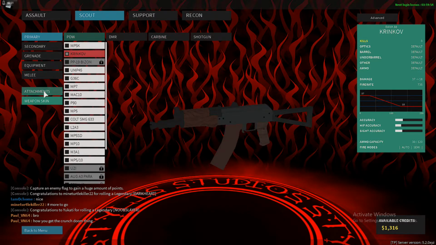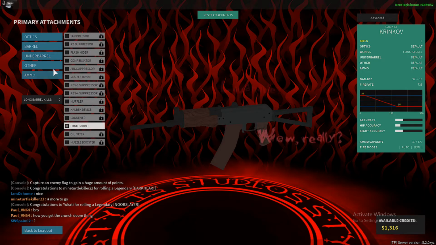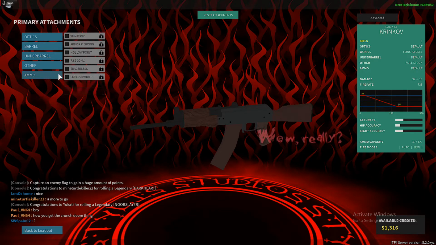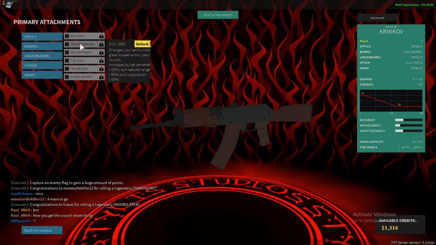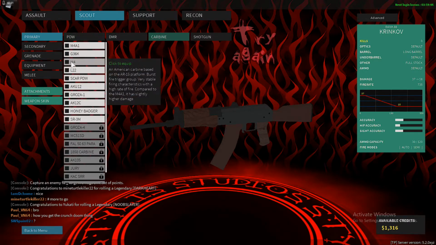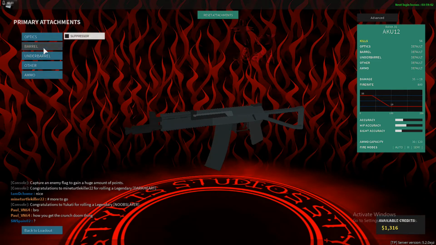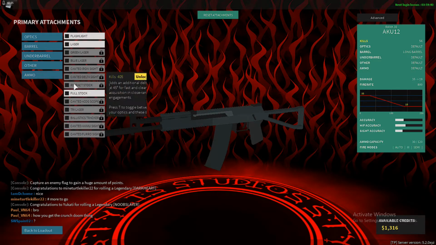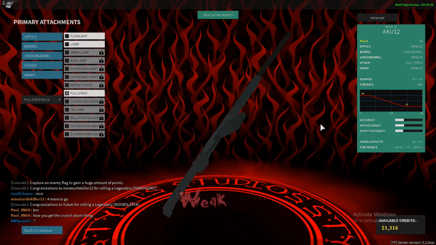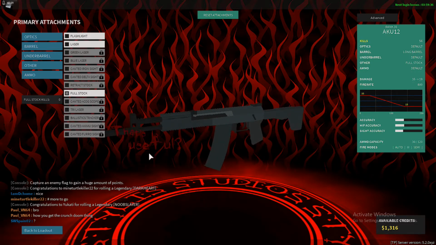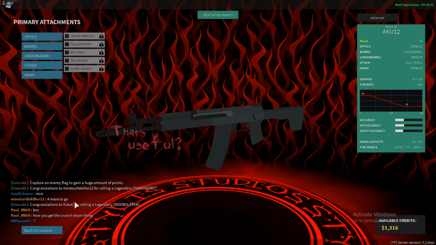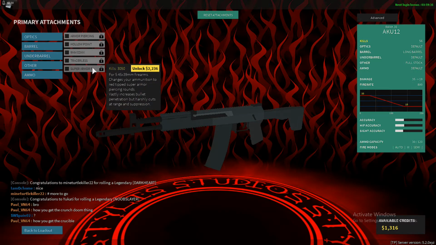And you're wondering, well, yeah, but the Krinkov can put a long barrel and a full stock, and it can put super armor piercing. It can put 9 millimeter. Well, guess what? So can the AK-12U. Oh, don't believe me? Well, look at this: long barrel, full stock. Look at this. Now it looks like an AK-12C, but that will be saved for another video. And it also has 9 millimeter and super armor piercing.